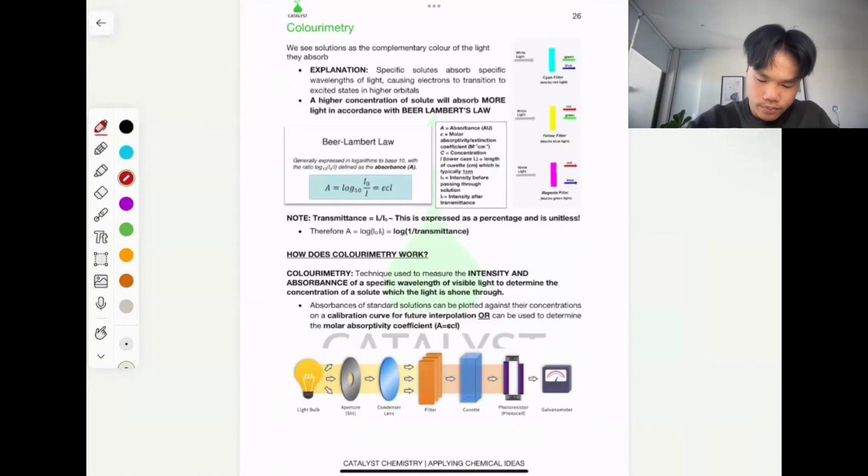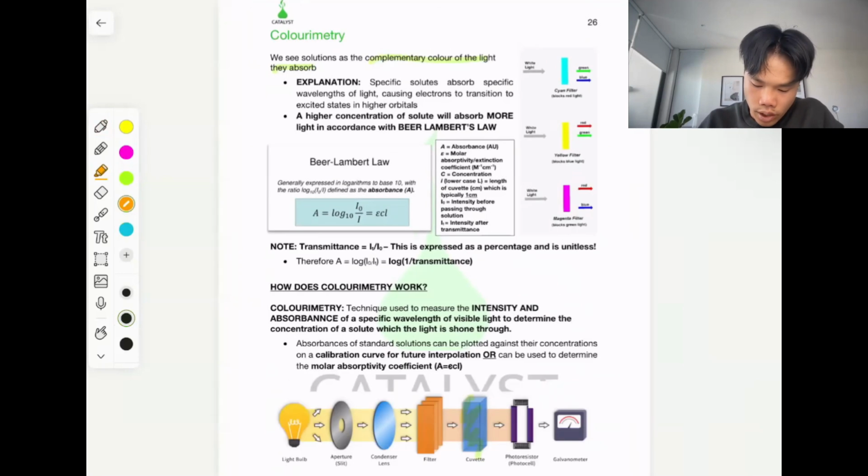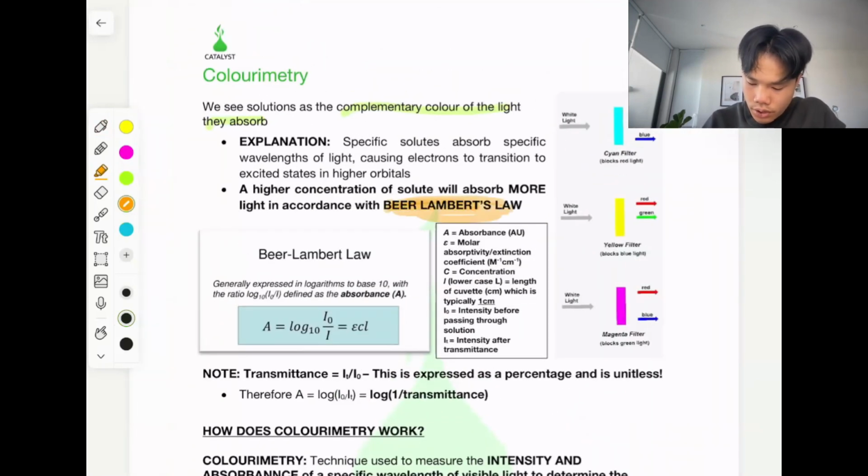For colorimetry, we see solutions as the complementary color of the light they absorb. So if the solution itself is blue, it will absorb orange light, or vice versa. The equation that we make significant use of is Beer-Lambert's law, which is absorbance is equal to log of intensity before transmission divided by intensity after transmission. And this is equal to epsilon times concentration times length, where epsilon is the molar absorptivity constant, concentration is C, and L is the length of the cuvette, which is typically 1 centimeter.